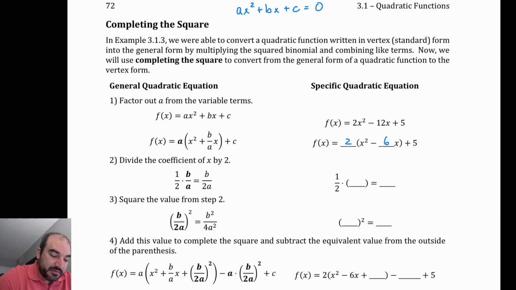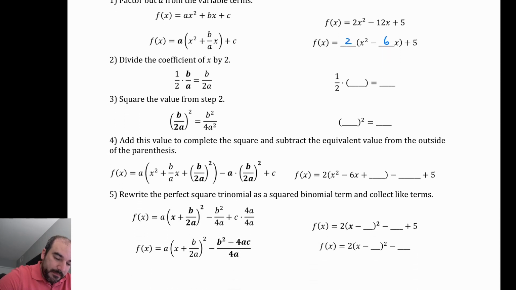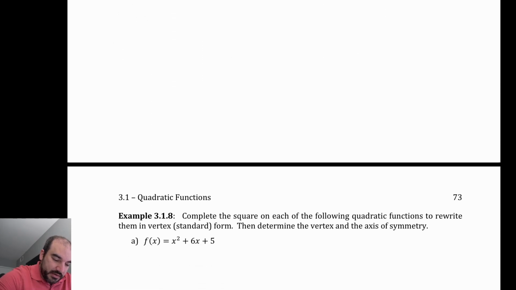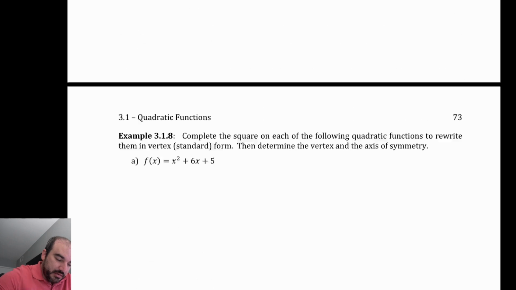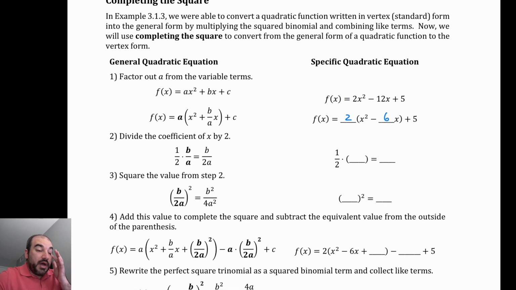Sometimes you're going to have to deal with fractions, and hopefully we have an example of that in here. It doesn't look like we do, but I'll maybe write an example where we do have fractions so you can see that it's okay to do that with fractions.